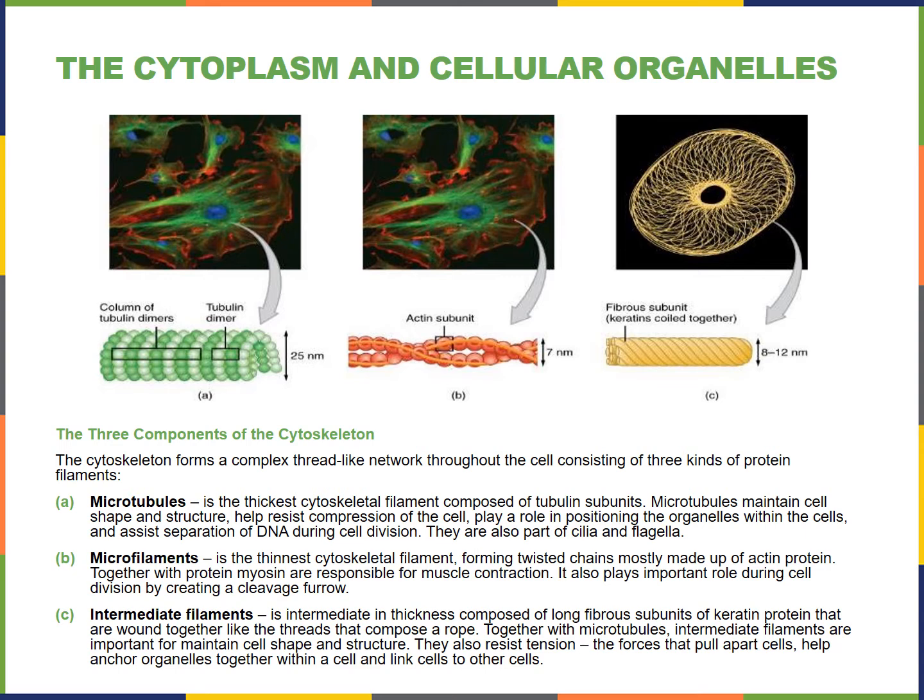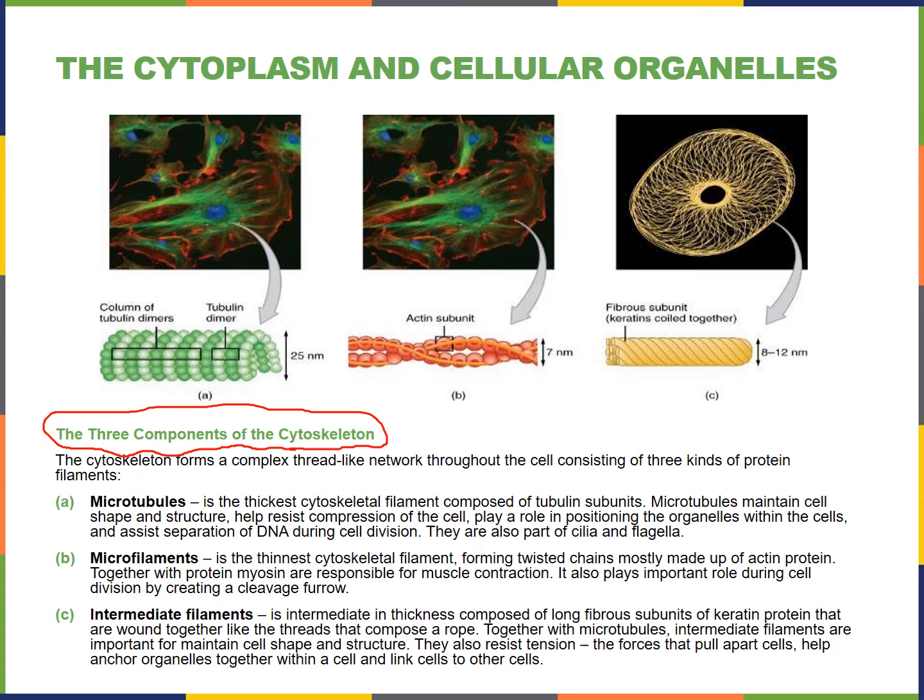The cytoplasm and the cellular organelles continue. We have three components of cytoskeleton. As we explained, cytoskeleton gives the shape of the cell and protects the cell against pressure and elongation, etc. So you have three types: microtubules, which is the thickest one of them, a thick cytoskeletal filament composed of tubulin subunits.